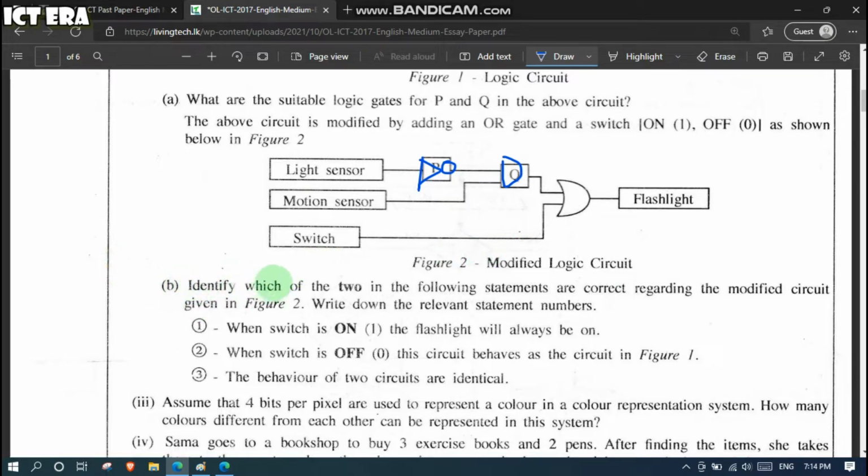Then B: identify which two of the following statements are correct regarding the modified circuit given in figure 2. Write down the relevant statement numbers.